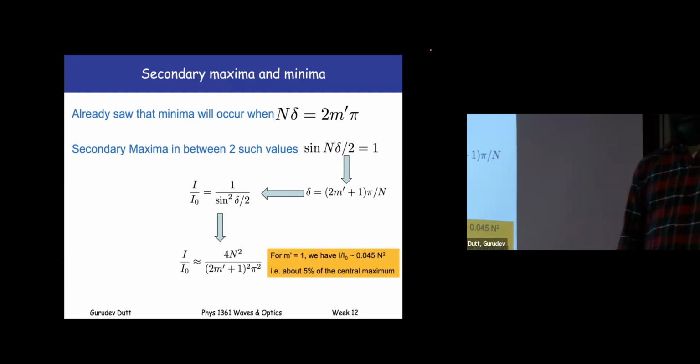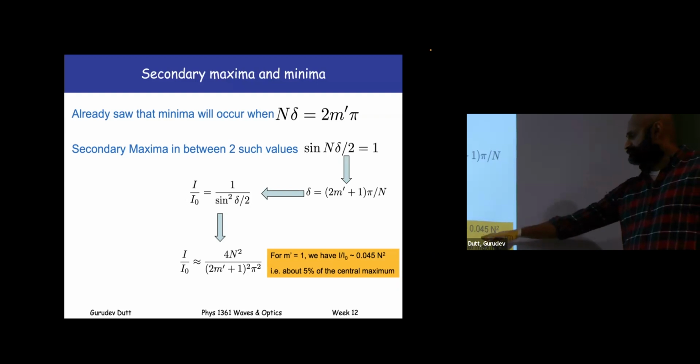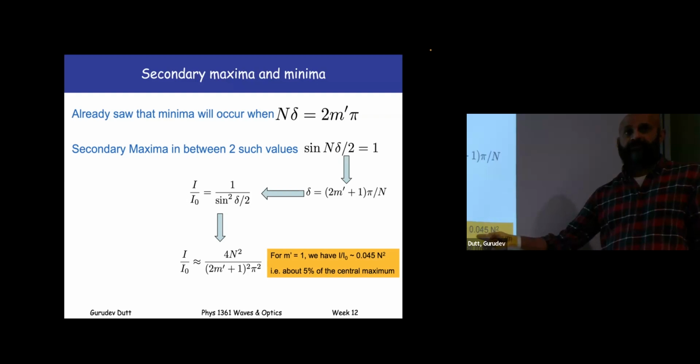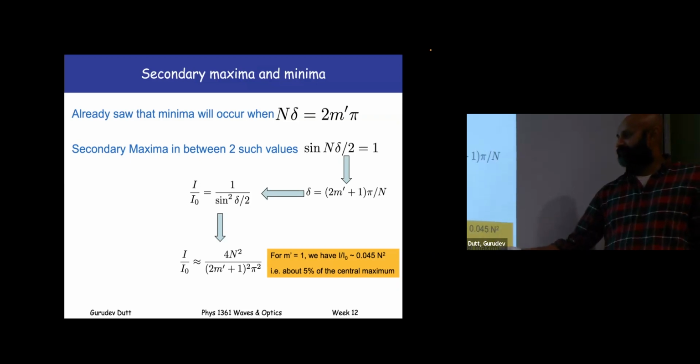And so we can ask, okay, so what is this for m prime equal to 1? Well, we have I over I naught is 0.045 n squared. So it's n squared, but it's a very small fraction of that principal maximum. Remember, the principal maxima went as n squared I naught, but the secondary maxima go as about 5%.